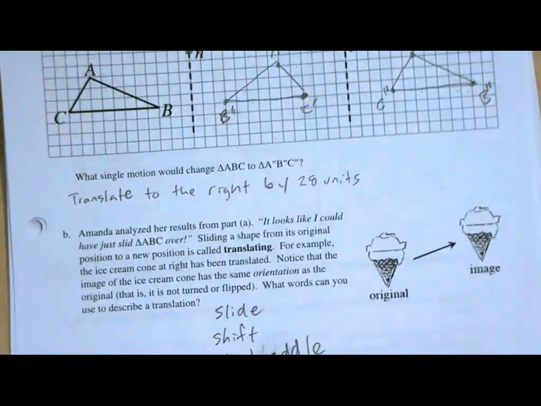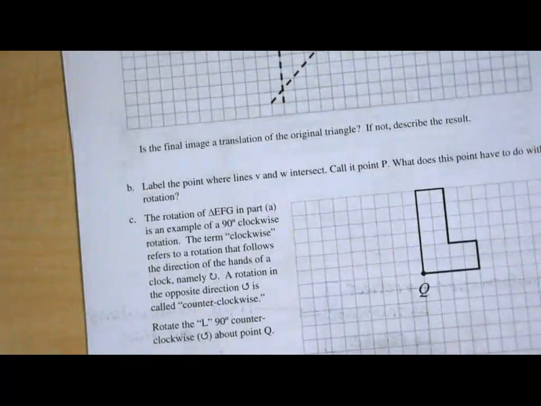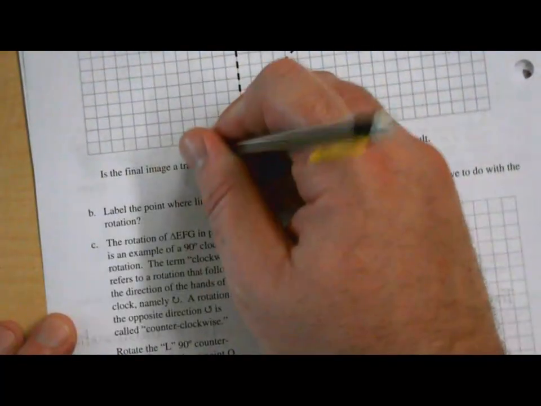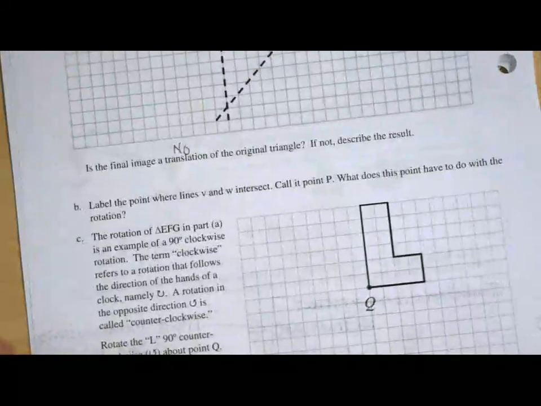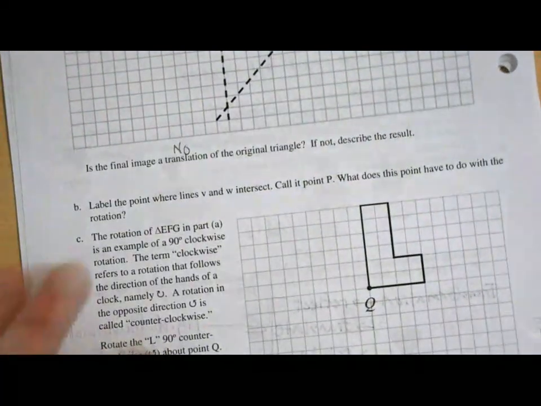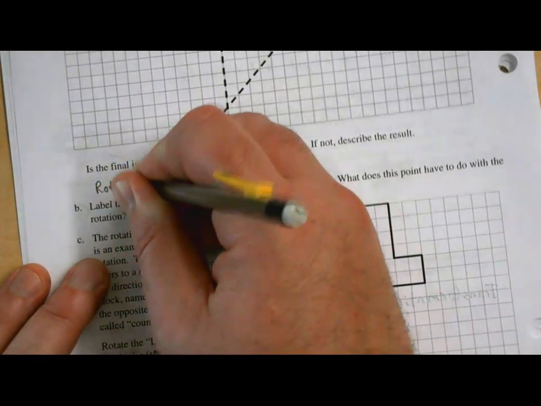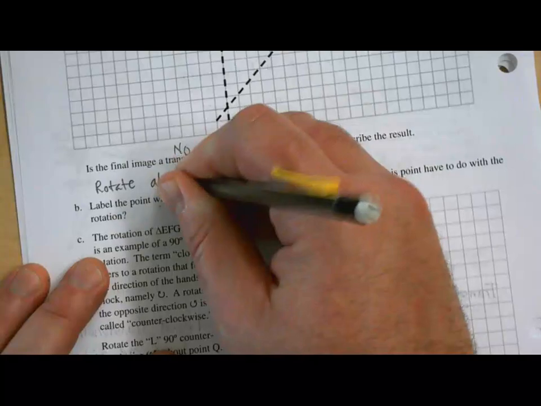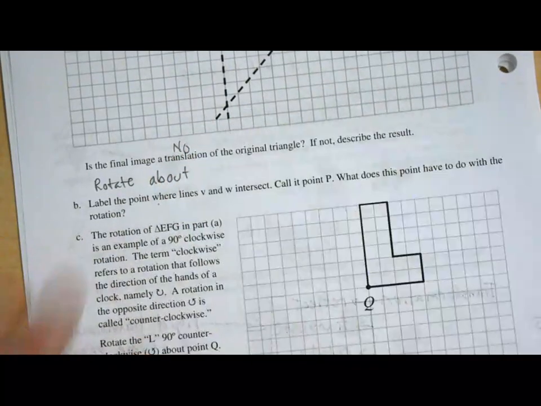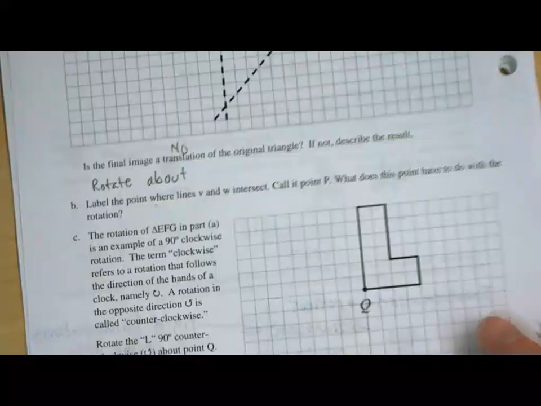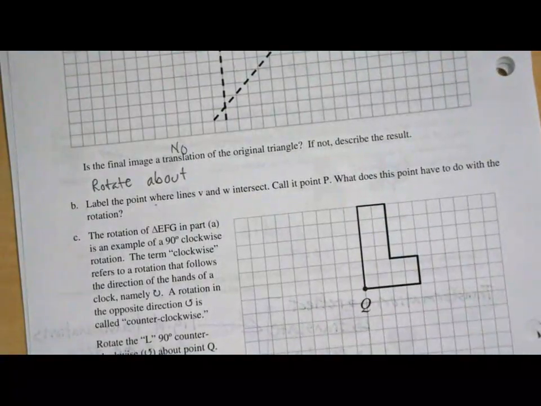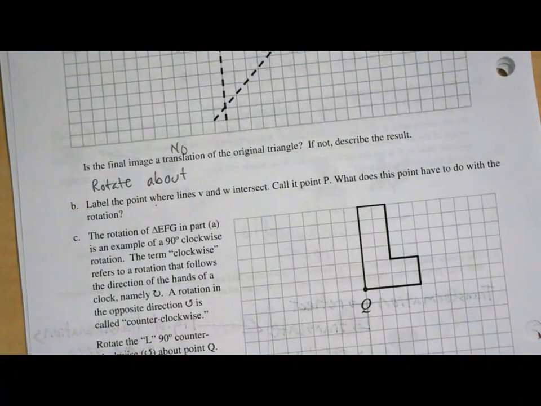Now remember, when we talk about a transformation, we have to give some details about it. So on this one, it is definitely not a translation. That's what this is asking. No. But we're going to describe what did we do. We rotated. And when we rotate, we have to say what point did we rotate about. The center of rotation is the point that we hold down with our pencil or pen tip.